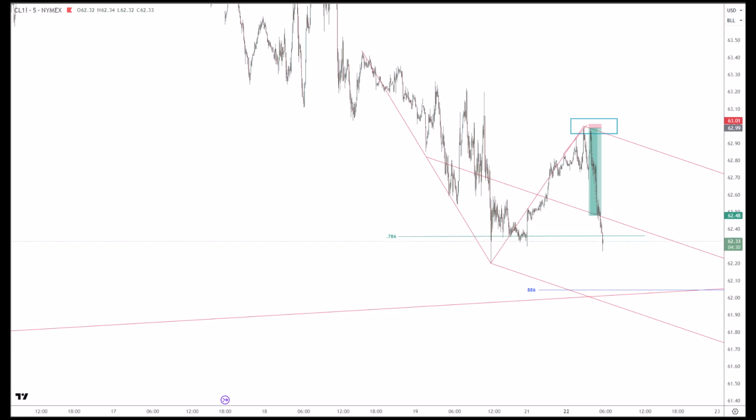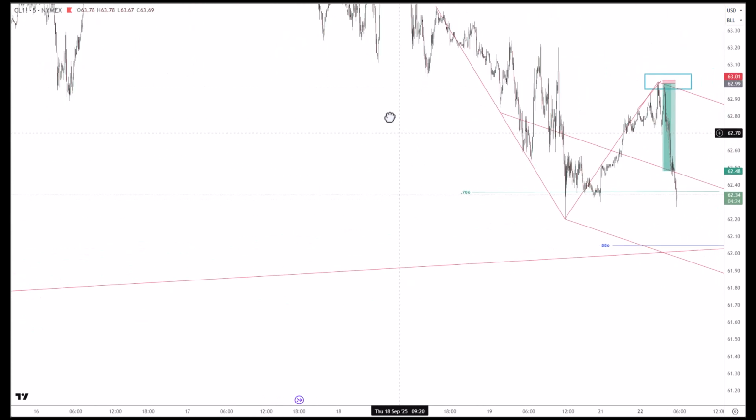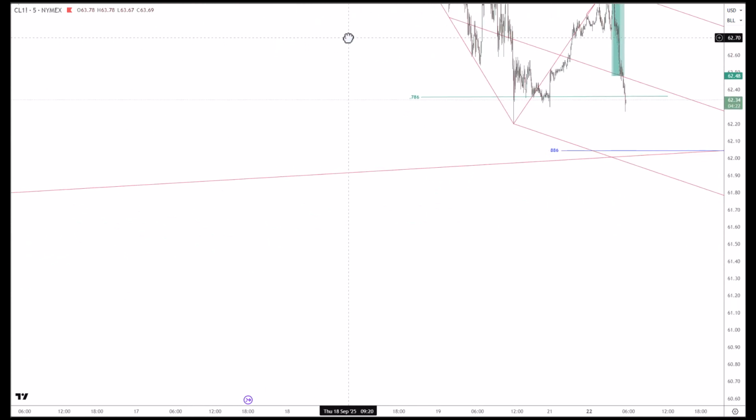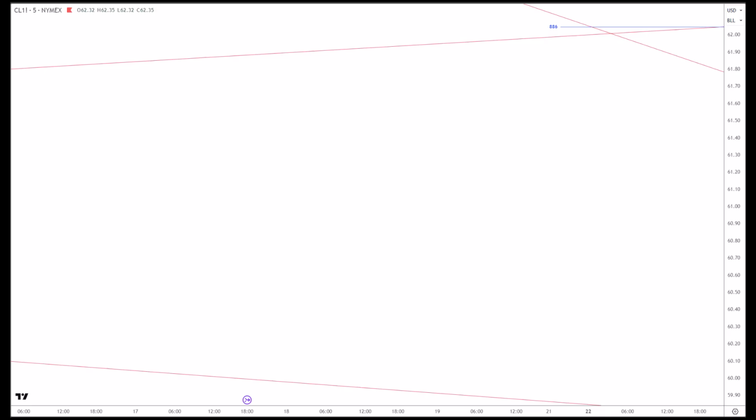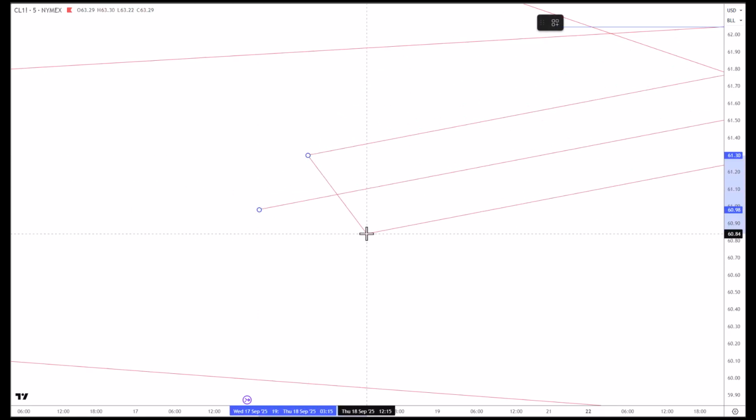Hello, lesson 6 is about the Andrews Pitchfork and how to use it. There are two pitchforks which we use. One is the standard or the original, and the other one is the modified Schiff. So how are they derived? Well, the standard one, we always have ABC, right?